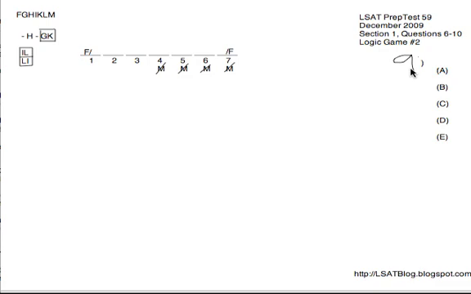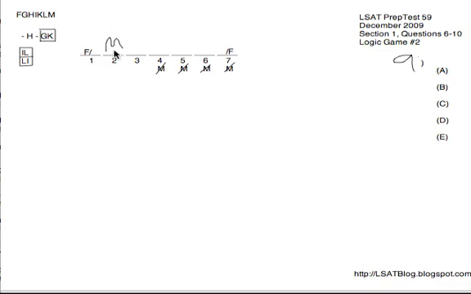Next, number 9, if M were on 2, what could not be true? So if M's on 2, 4 of these things could happen, one of them cannot happen. So find the one that cannot happen, eliminate them. Find the 4 that could happen, eliminate them, and whatever remains is your answer. Or if you just see something that doesn't work, obviously you could pick it.